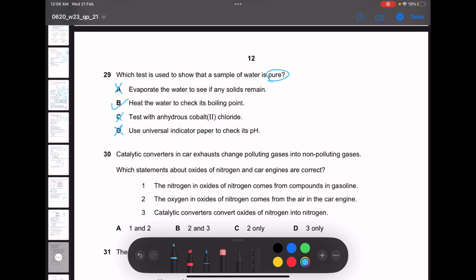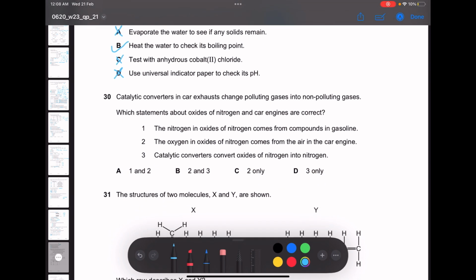30. Catalytic converters in car exhaust change polluting gases into non-polluting gases. Which statements about oxides of nitrogen in car engines are correct? Now, the nitrogen in oxides of nitrogen comes from compounds in gasoline. That is wrong. Both oxygen and nitrogen come from air and they react in the engine at high temperatures. Now, the oxygen in oxides of nitrogen comes from the air in the car engine. Yes. Catalytic converters convert oxides of nitrogen into nitrogen. Yes. So it's 2 and 3. It's B.